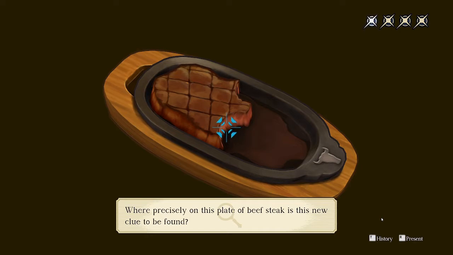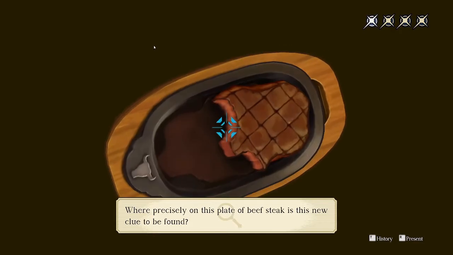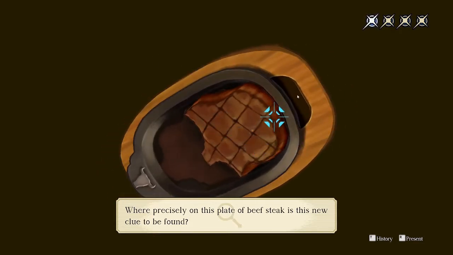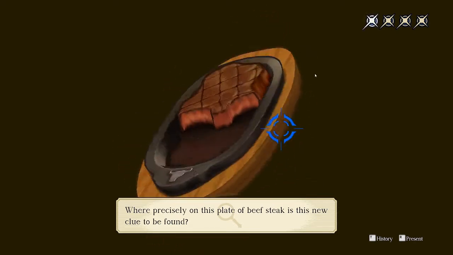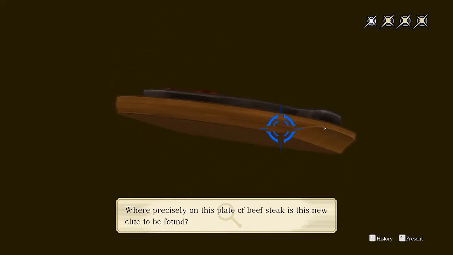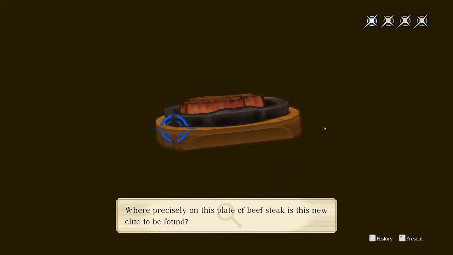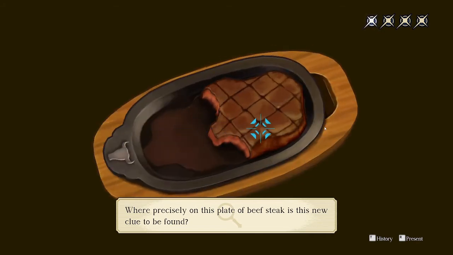Where is it to be found? I'm kind of struggling. There is nothing on the back. So the bloodstain would have been here, right? I should have checked the photograph first. So it must be the steak. Let's go with the steak.